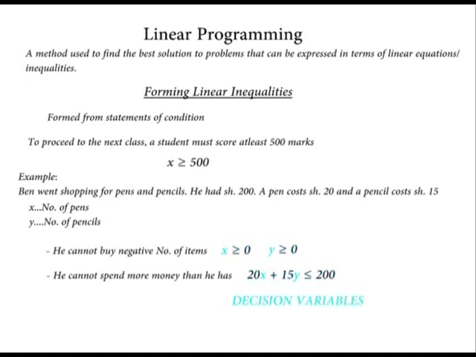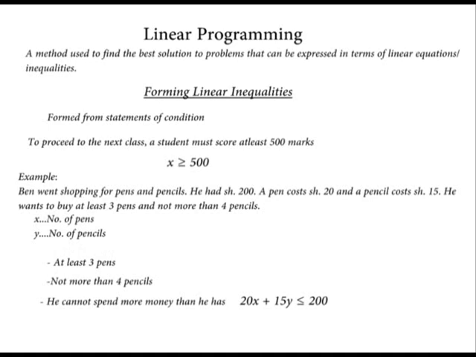x and y are called decision variables. They tell us what quantity to buy, sell, produce or transport, and so on. These two are called the non-negativity constraints because we are dealing with real-life situations. There could be certain conditions that would rule out the non-negativity constraints. For example, suppose Ben wants to buy at least 3 pens and not more than 4 pencils. Then we'd have x is greater or equal to 3 and y is less or equal to 4. This will effectively take away the non-negativity constraints.